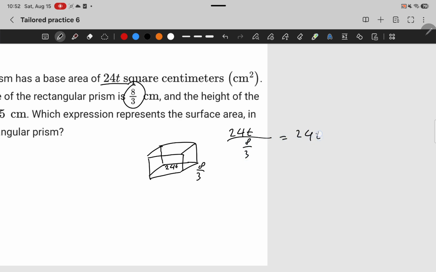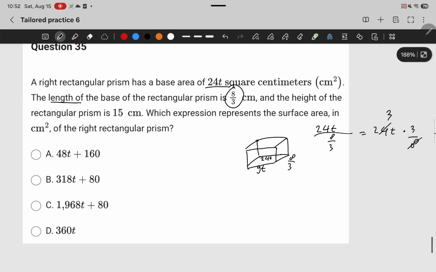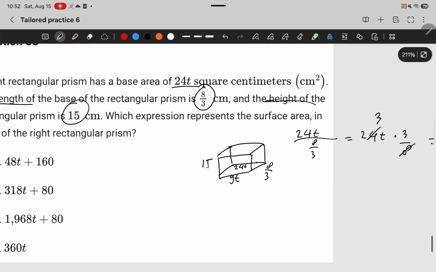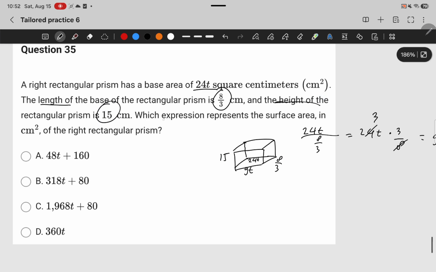This one will equal 90. So, and the height is 15. Which expression represents the surface area?